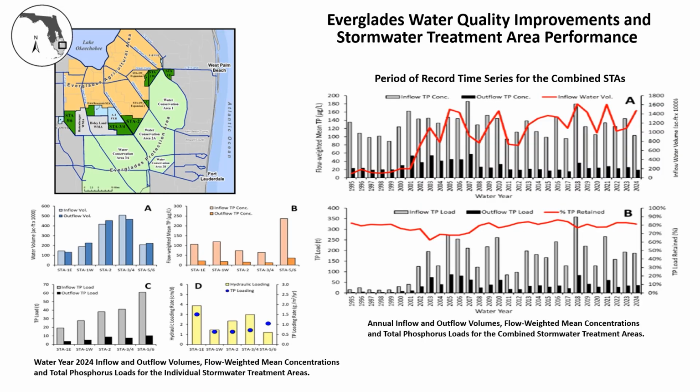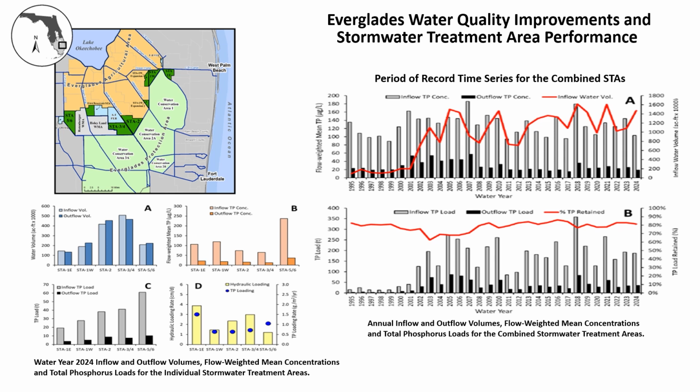Improving water quality conditions in the Everglades, stormwater treatment area performance. This graphic shows the stormwater treatment areas and how they have lowered nutrient levels for inflows entering the Everglades protection area. The right graph shows the period of record time series graphic.